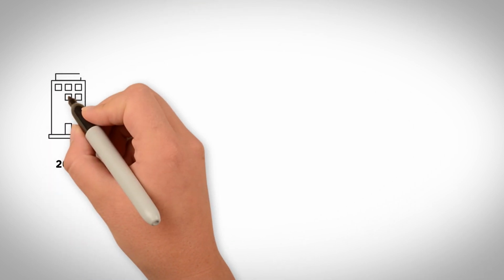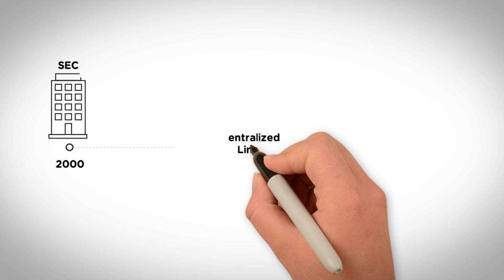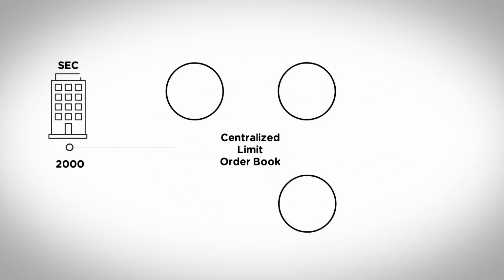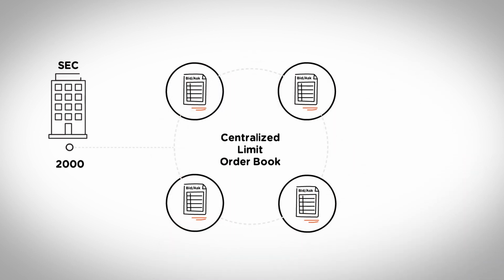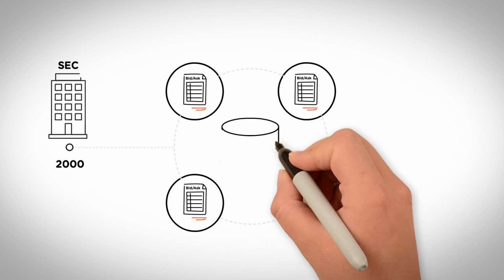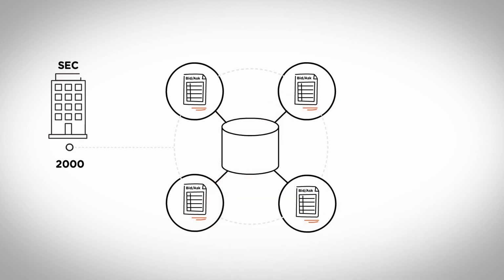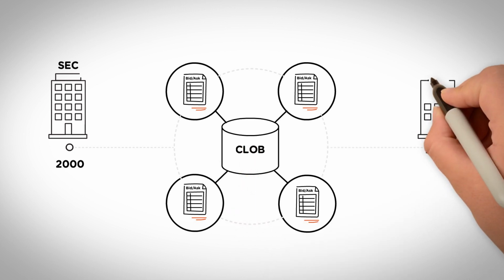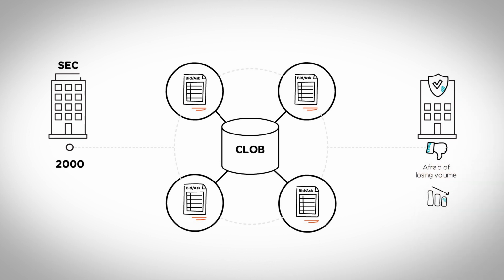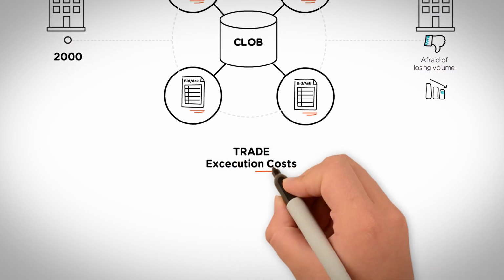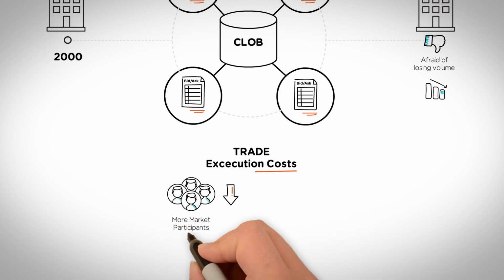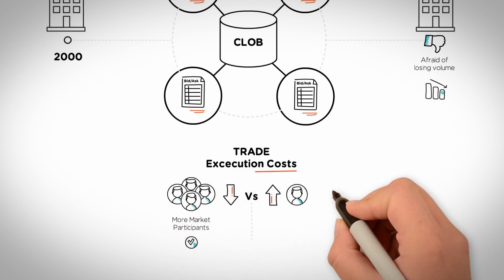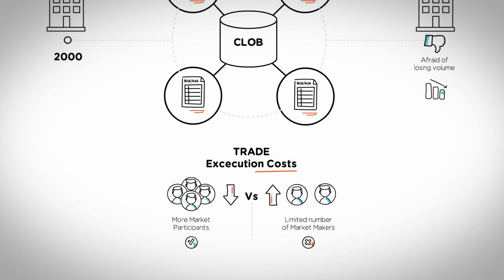In 2000, the Securities and Exchange Commission began to create a centralized limit order book that keeps track of limit orders on exchanges electronically. This electronic order tracking system automatically matches the execution of the best possible pair of orders in the system. Back then, the CLOB concept was opposed by securities companies because they were afraid of losing volume. Trade execution costs are lower when more market participants can compete for order flow versus when orders are routed to a limited number of market makers with potentially non-competitive quotes.